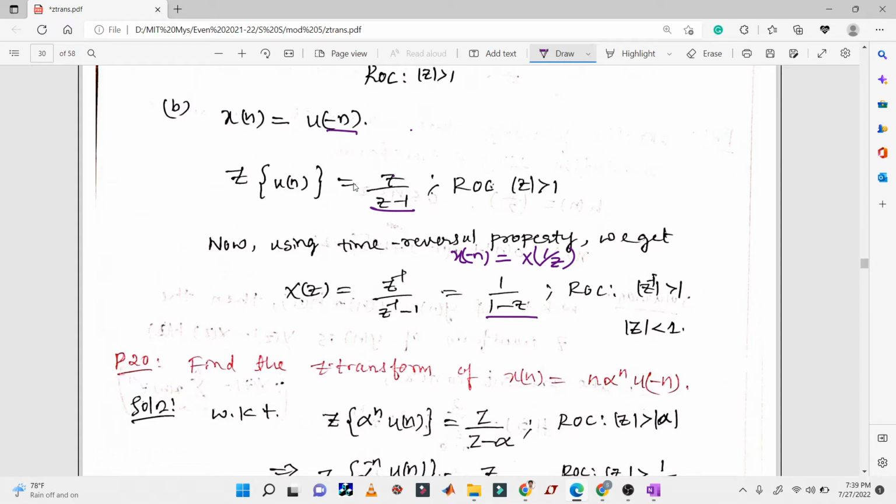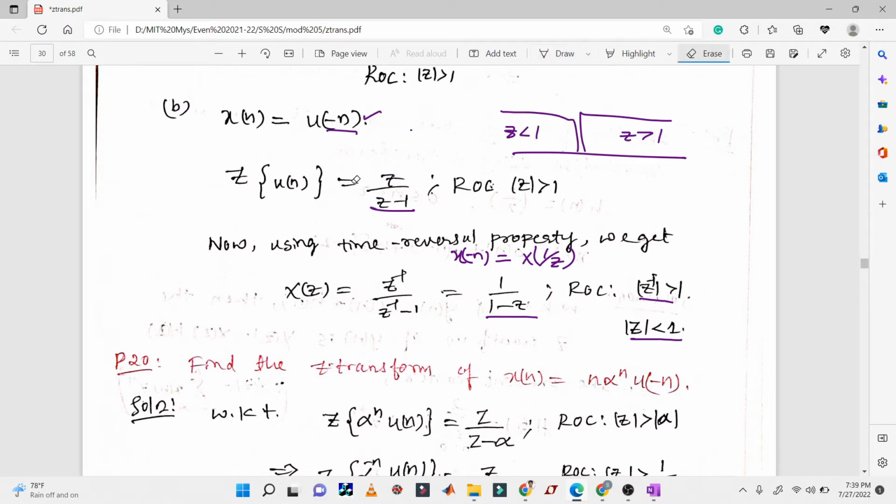And ROC is, from here itself, z inverse is greater than 1. Because we take z inverse common, then we will get to know that it is greater than 1, or z is less than 1. So for time reversal, I have always told, right-sided sequence means z will be greater than 1, left-sided sequence means z will be less than 1. So that is evident here with the equation as well.